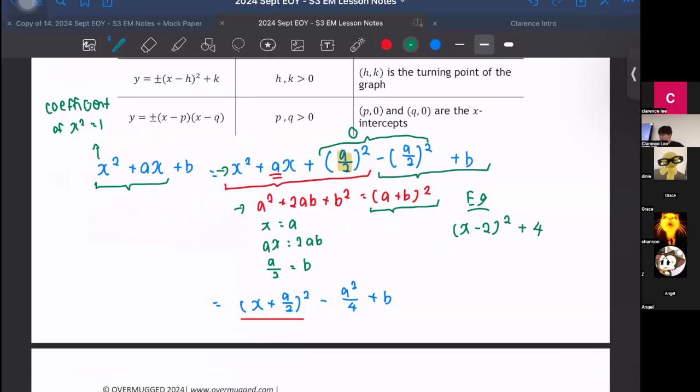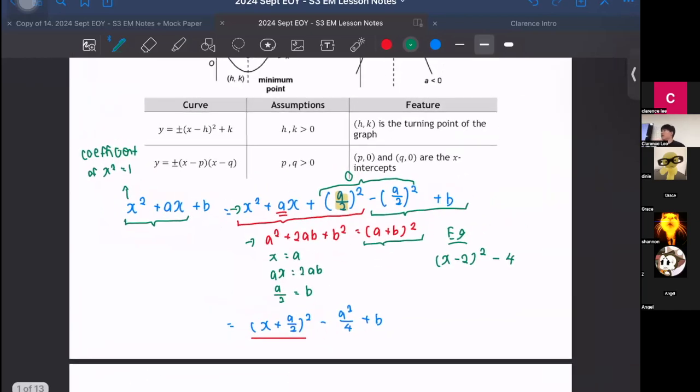Okay, something like this. So yeah, I'll use -4 instead. Okay, so let's say we have an equation like this. First thing first, you must identify, is it a minimum or maximum point? When we look at the coefficient of x squared over here, you get a smiley face, which means you will get a minimum point.